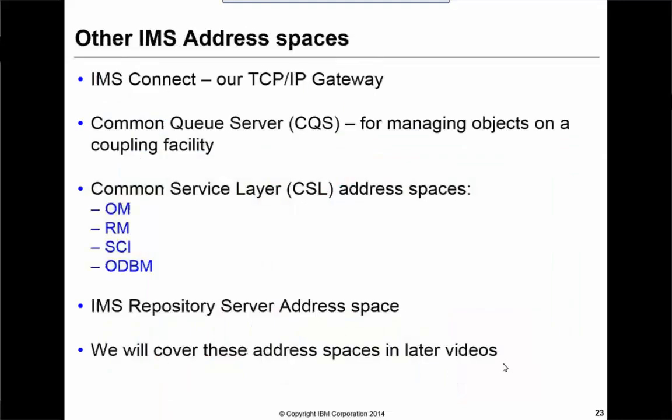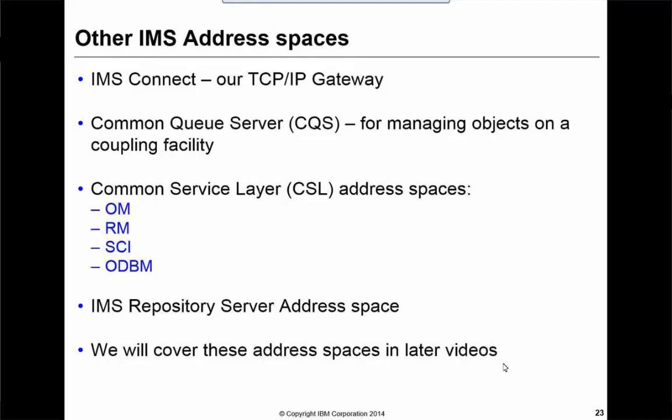Now, I mentioned this, I think, in maybe video 2, but I'll say it again. There are other address spaces in IMS that perform other functions. They're optional. You don't have to use them if you don't want to. And here's a list of some of them. There's the IMS Connect address space. And the IMS Connect address space was introduced later in IMS's life because of TCP/IP. It's our TCP/IP gateway. Everybody nowadays wants to talk TCP/IP. Everybody wants to communicate via TCP/IP. And so we introduced this address space, which is our TCP/IP gateway.